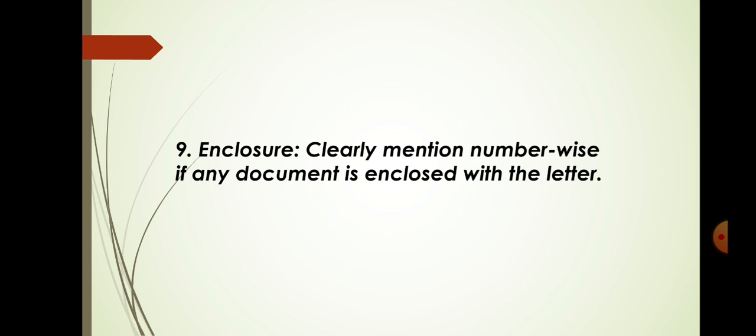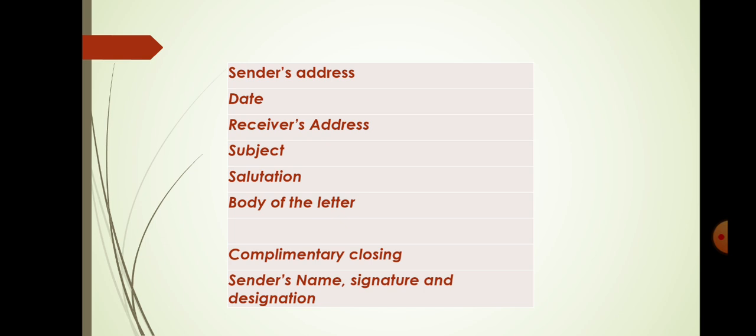The letter should be signed in hand, and the designation of the signing authority should be written below the signature. After that comes enclosures. Clearly mention number-wise if any documents are enclosed with the letter. Like if you enclose photocopies of some documents, then you must mention them number-wise. So in this way, you can write an official letter.